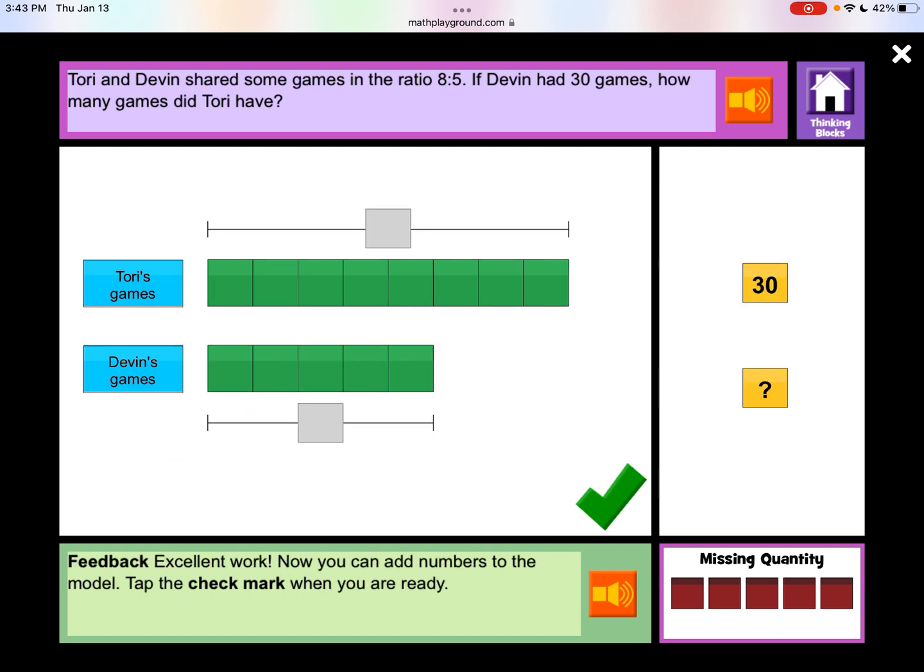Awesome. If you get numbers over on the side, that means you did it right. Next it says if Devin had 30 games. I'm going to grab this 30 and I'm going to put it on the top. And then the question mark I'm going to put down on the bottom. So I'm going to press the check mark.